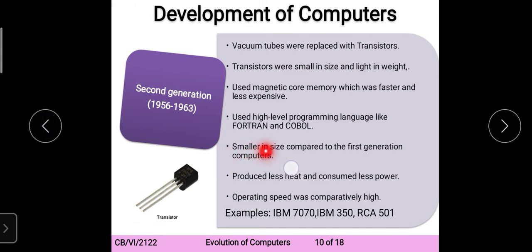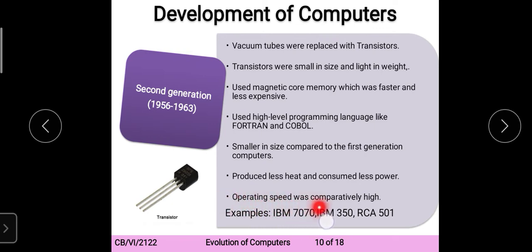Okay, so it's small in size compared to the first generation. It will produce less heat and consume less power. As the size gets smaller, the heating is less and less power is used. The first generation computer was the size of a room. The second generation computer is half the size of the first generation, so it will definitely produce less heat and consume less power.